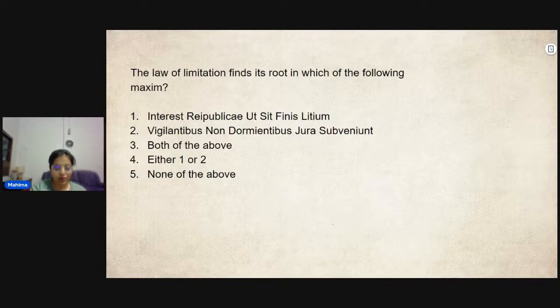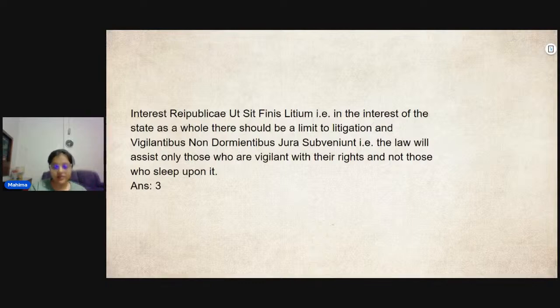Okay, everyone is saying one. Yes, everyone is saying C. Pritika is saying C. Divya is saying C. Medha is saying C. Yes, it is C. The first maxim means that in the interest of the state as a whole, there should be a limit to litigation, and the second maxim means the law will assist only those who are vigilant enough with their rights and not those who sleep on it.